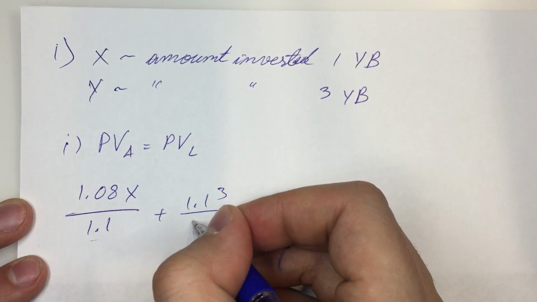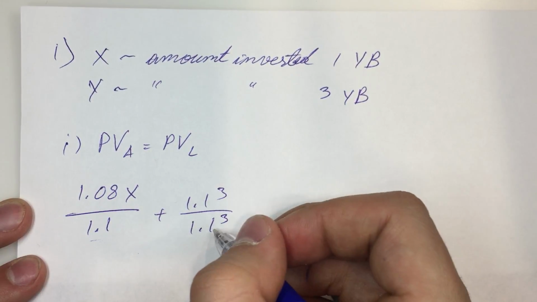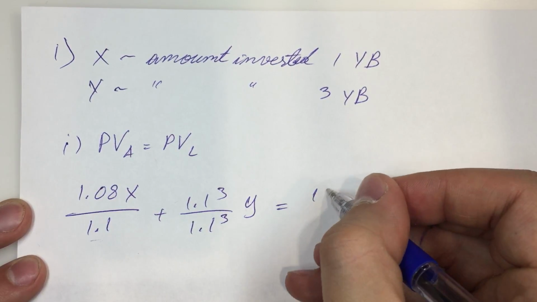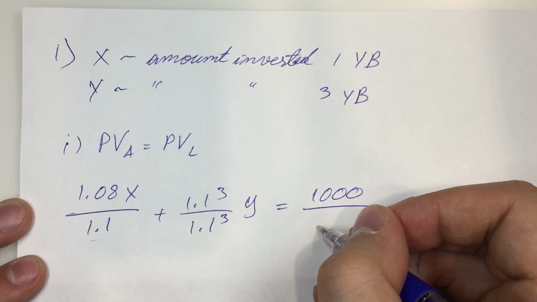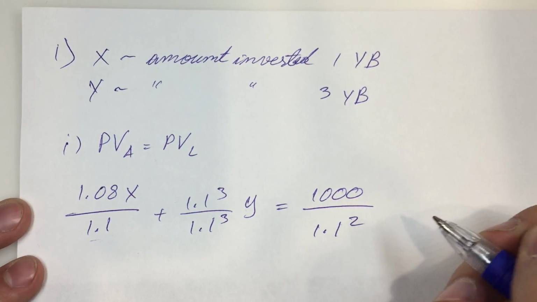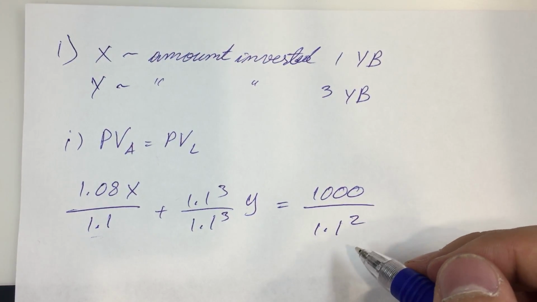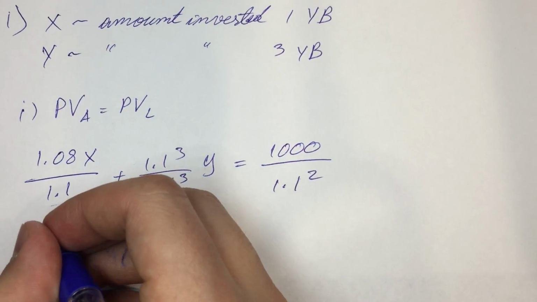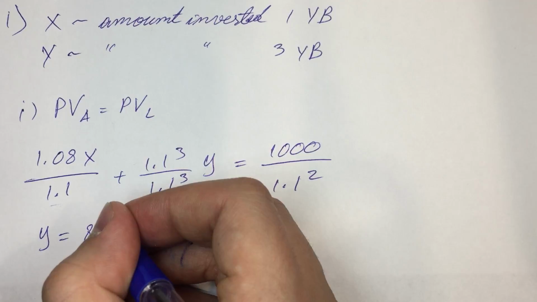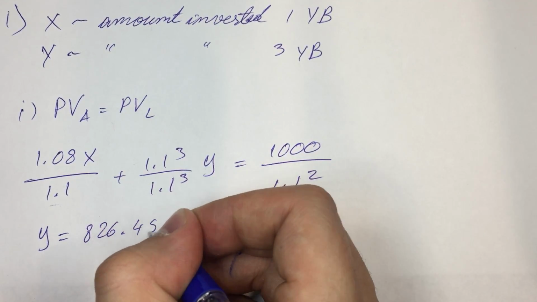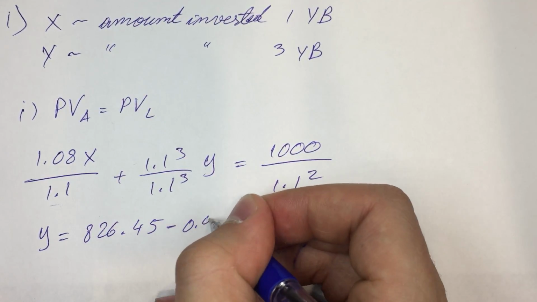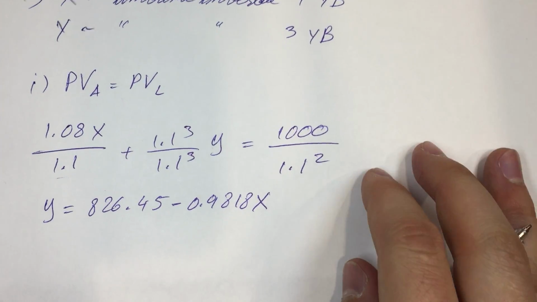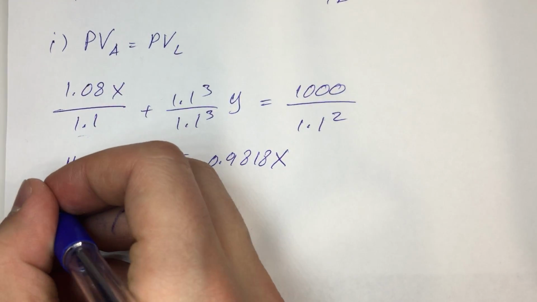Now for the 3-year bond, the spot rate equals the discount rate, which will equal the value of our liabilities, which are 1,000 divided by 1.1 squared, because this occurs in the 2nd year. Now from this, we get that y will equal 826.45 minus 0.9818x.